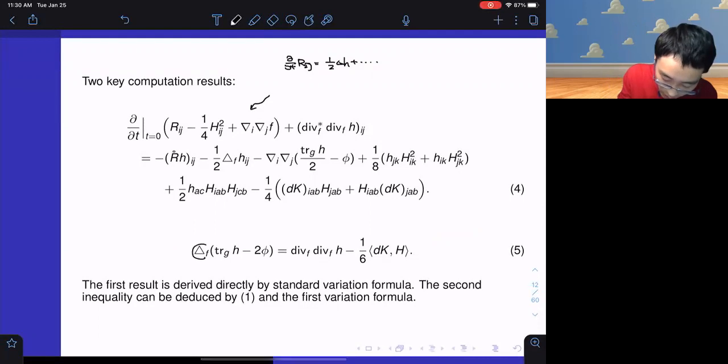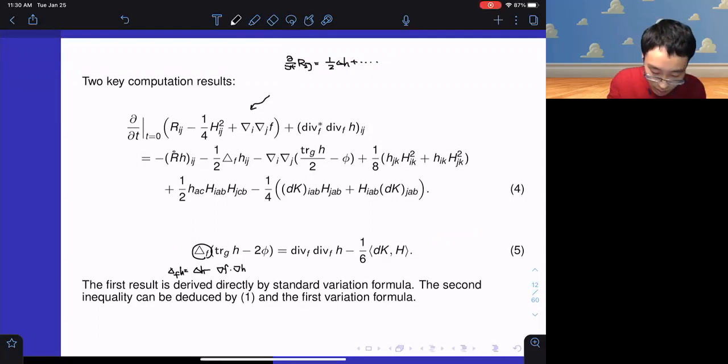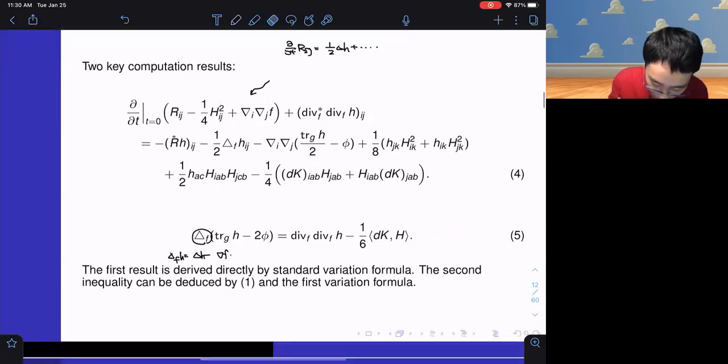Okay, and the second quantity is the Laplace f. Here, let me see. Laplace f is Laplace minus gradient f dot gradient. Laplace h minus gradient f h. Maybe I should not use h. Laplace f u.